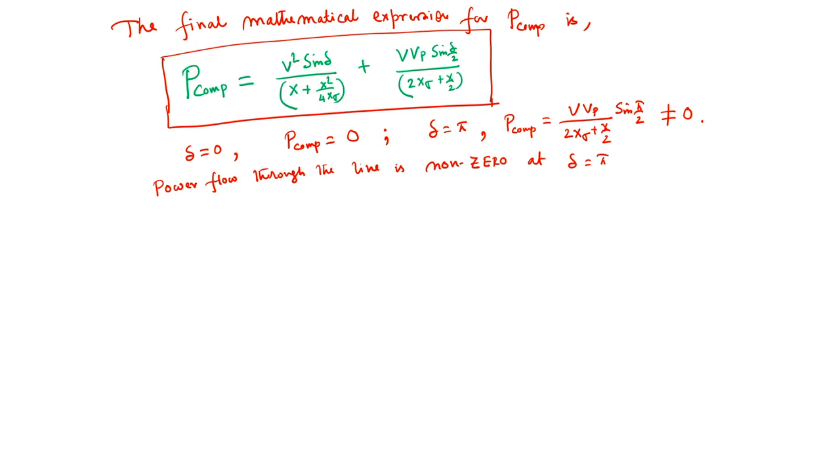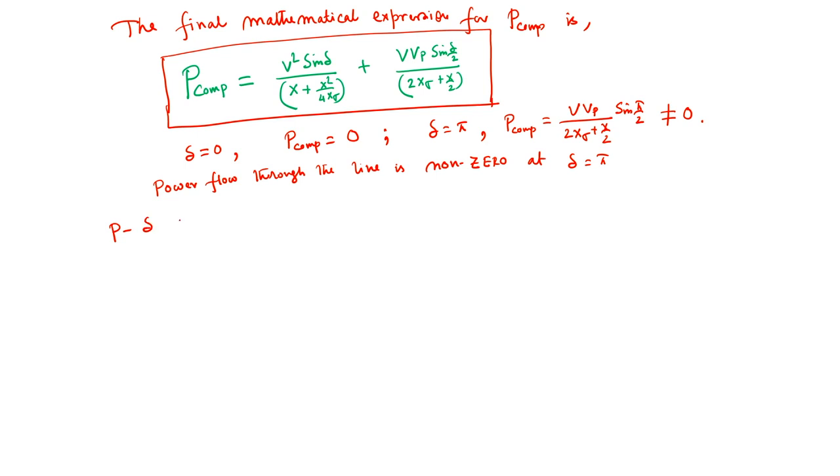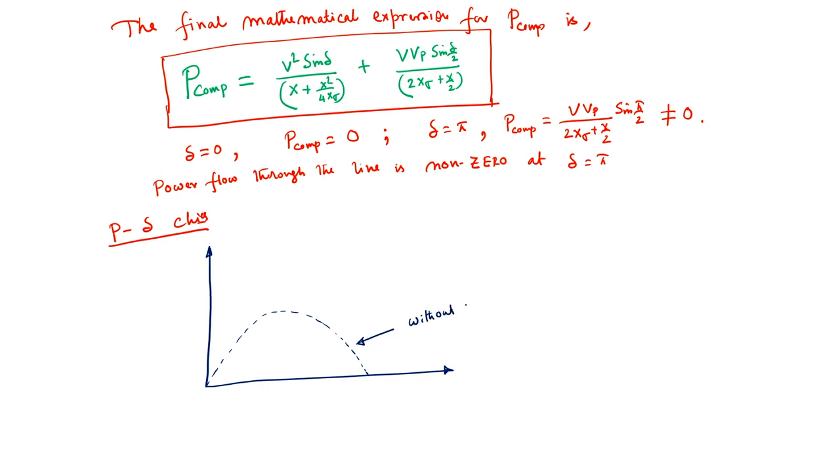Now, if we plot this P delta characteristics, how would it be? You know that without this STATCOM, this P delta characteristic is something like this. So, this is without STATCOM, this power expression. This is P, this is delta. This is delta equal to 0, this is delta equal to pi, this is delta equal to pi by 2.